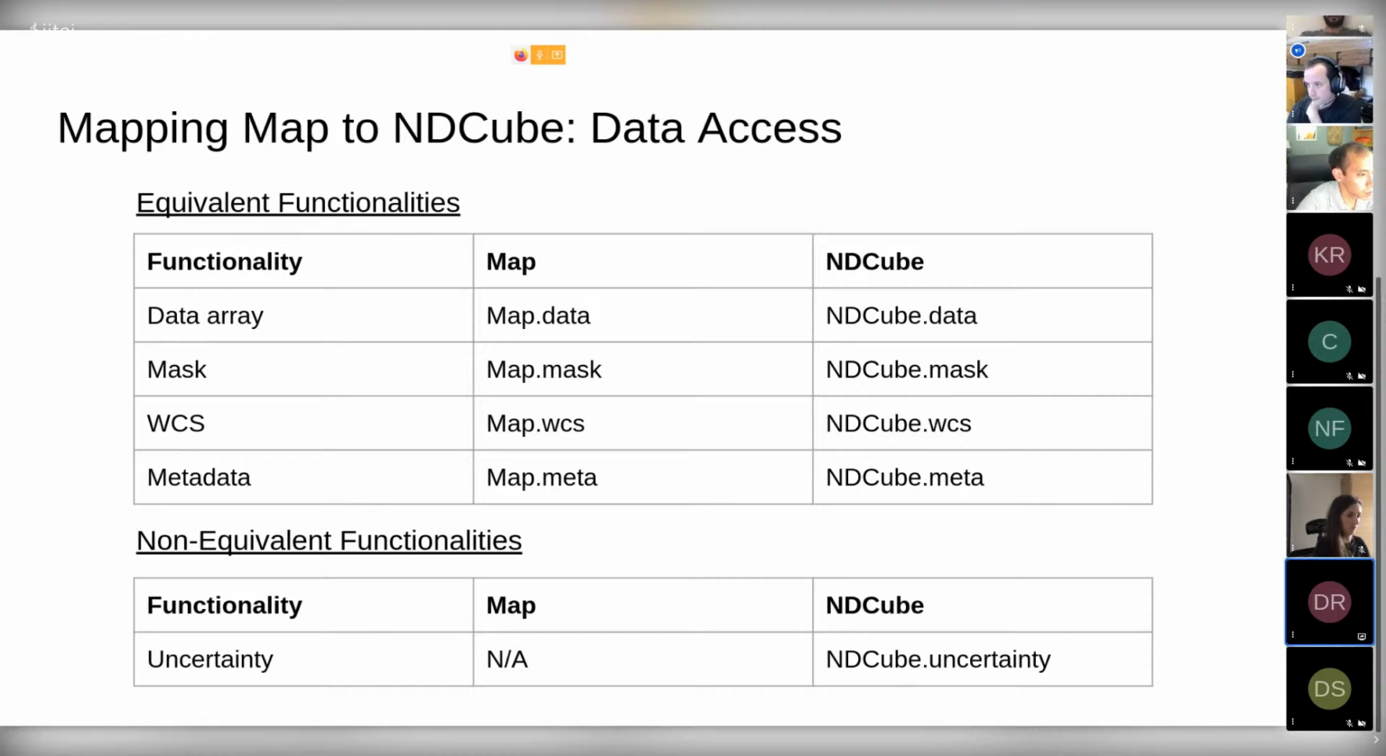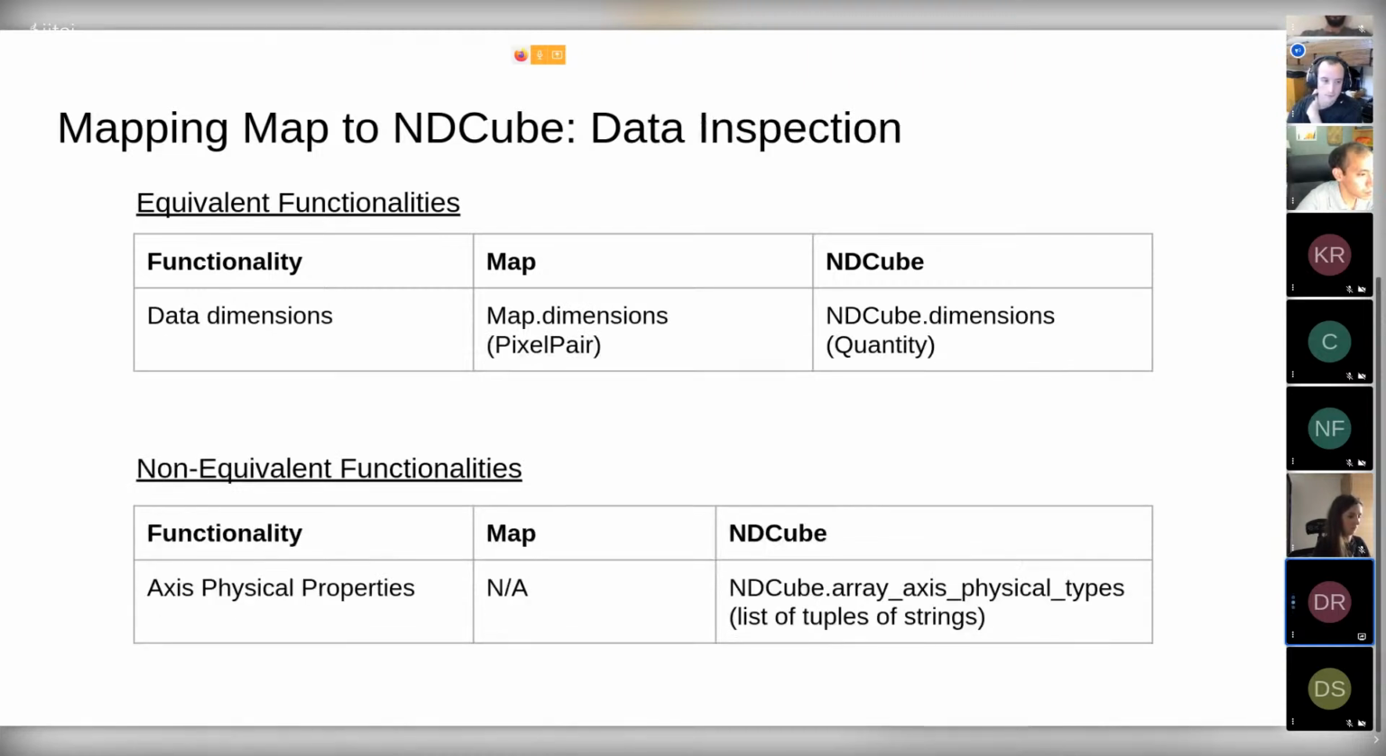Yeah. Okay. Data inspection: if we want to check the dimensionality of our data, map.dimensions returns a named tuple or a pixel pair. I think the thought for this was to be explicit as to which is X and which is Y, given in certain situations, Y is first and X is second and vice versa.